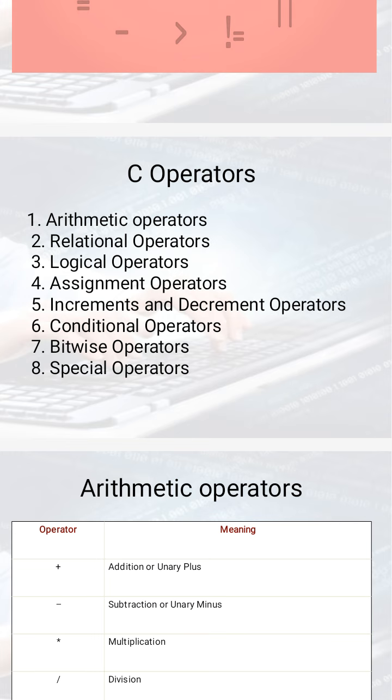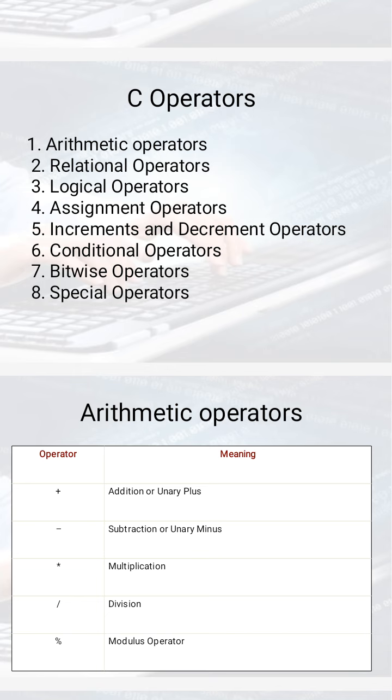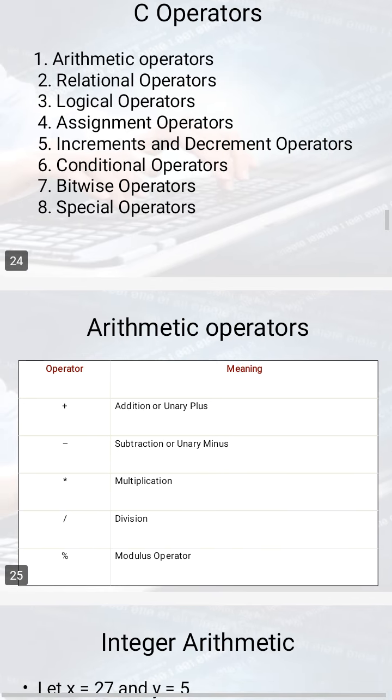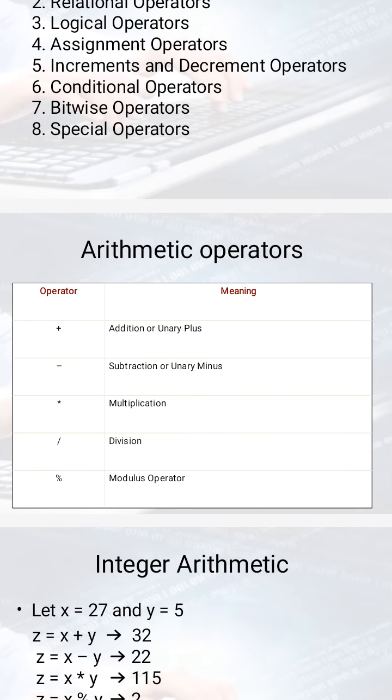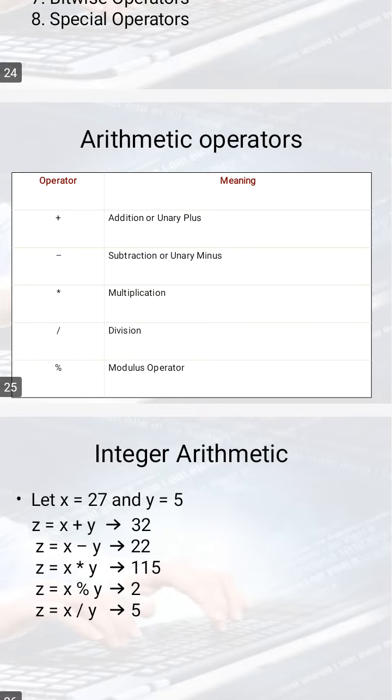Okay. So C supports several operators. One is arithmetic operator, relational operator, logical operator, assignment operator, increment and decrement operator, conditional operator, bitwise operator, special operator. Okay. So first we discuss them one by one. First we discuss the arithmetic operator. The examples of the arithmetic operators are addition, subtraction, multiplication, division, modular operation.